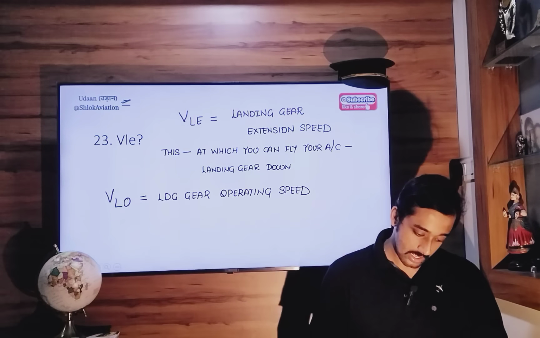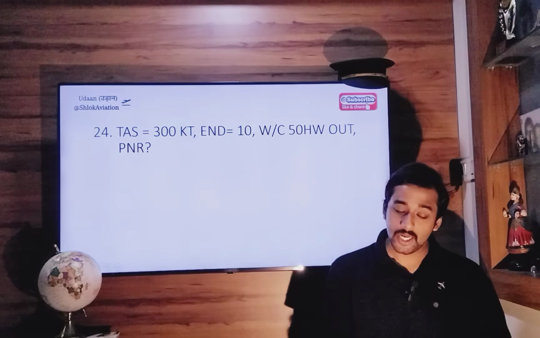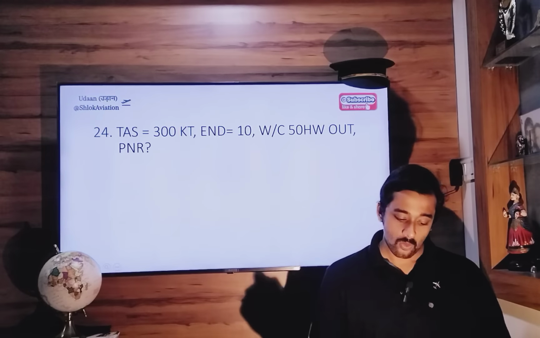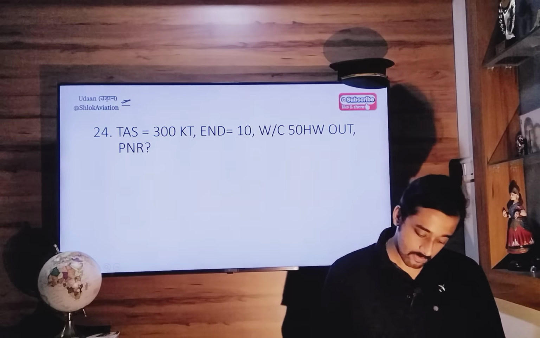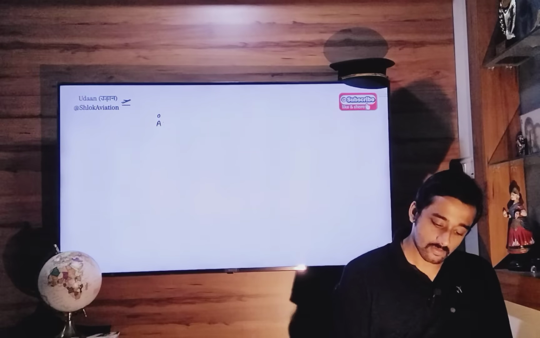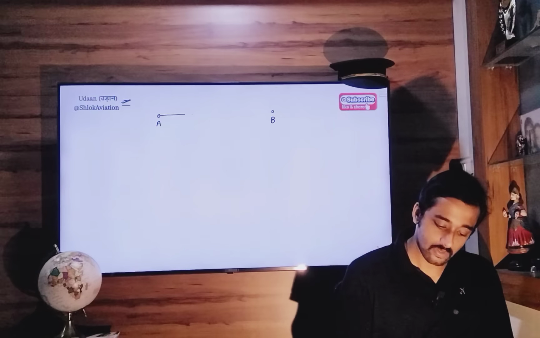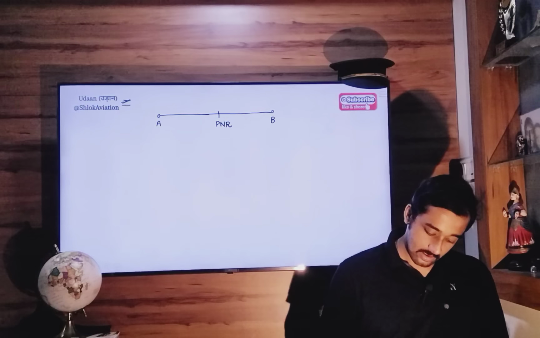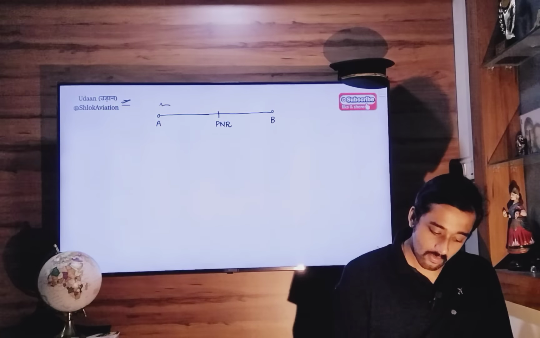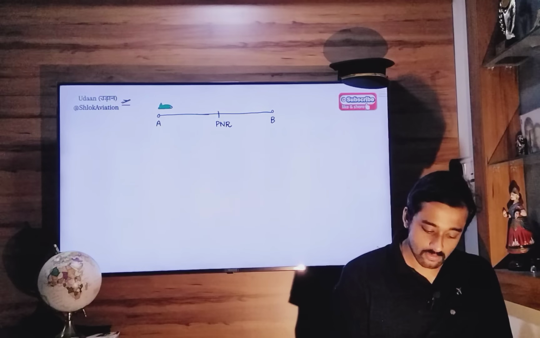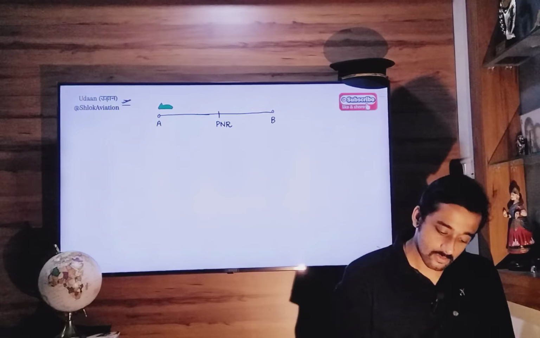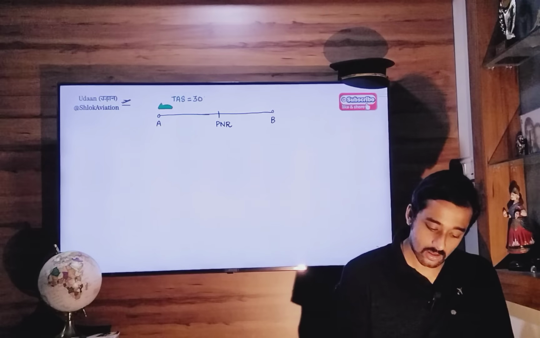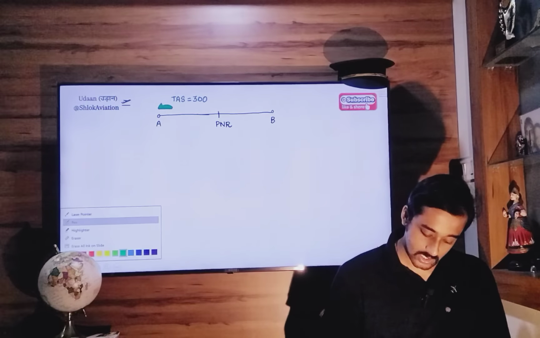Okay. Next, a task is given, endurance is given, the wind component is 50 knots headwind outbound. What is the distance to PNR and time to PNR? A to B, there is a point of no return here. You're flying outbound at 300 knots. You are getting a headwind of 50 knots.